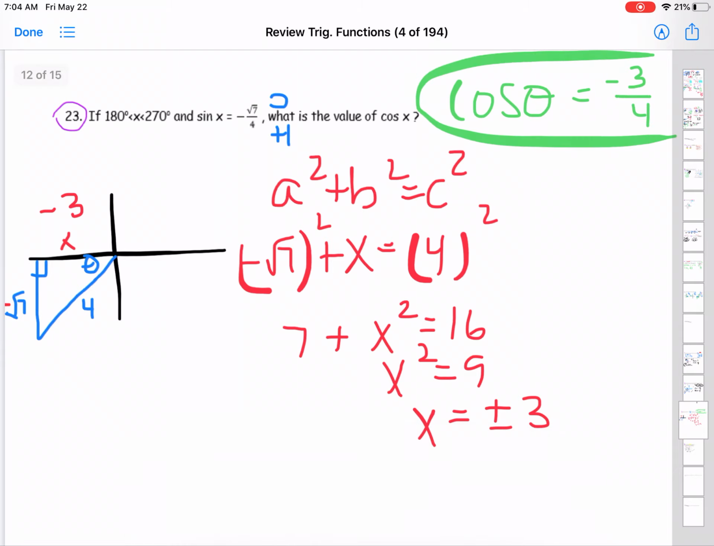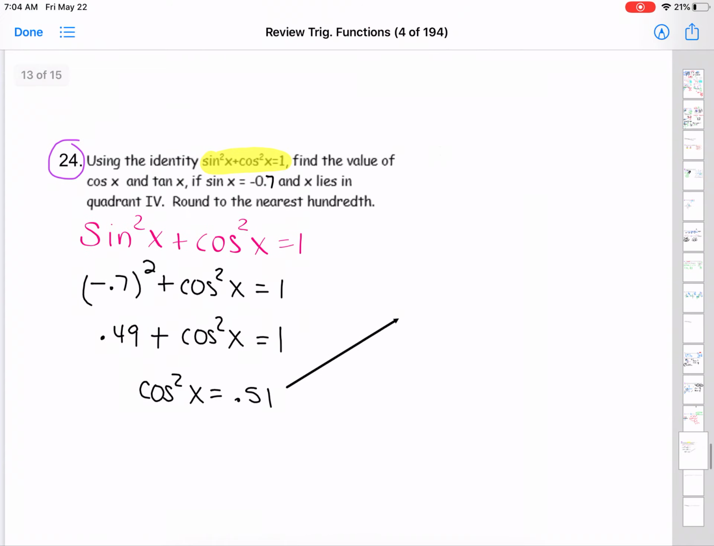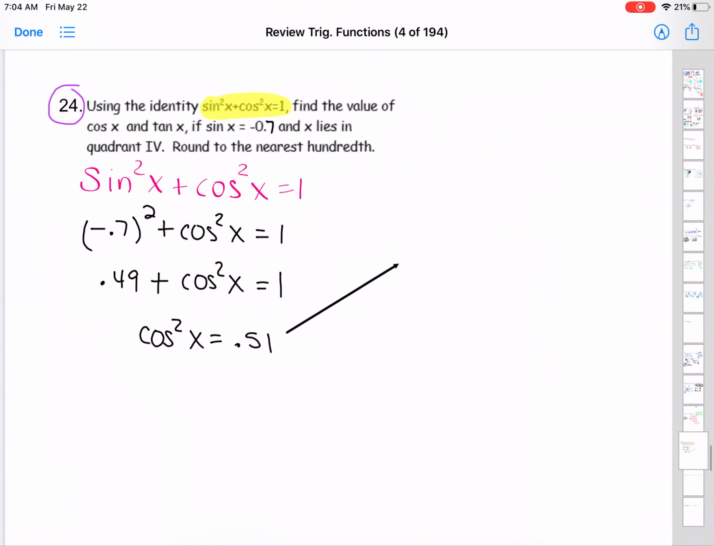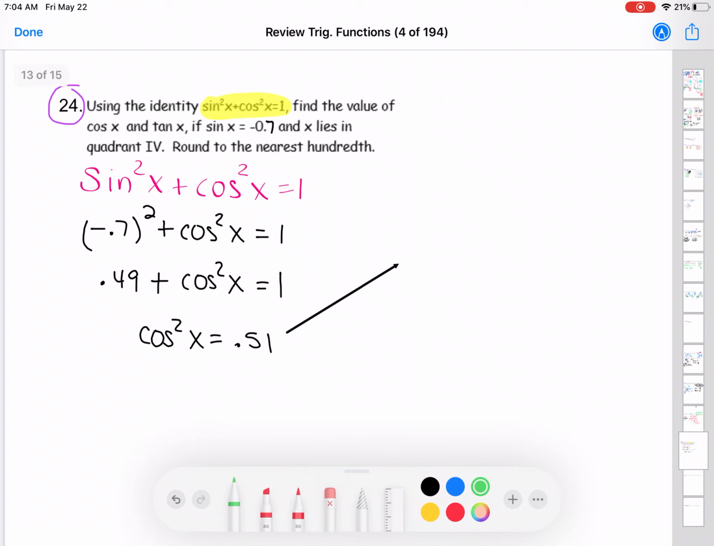Okay, good stuff. I hope you guys remember this. You know, pause it and you can go back again if you need to. All right, almost done. 24, I did some of it. Using the identity, find the value of cos and tan if sine is -0.7 and x lies in quadrant 4. Okay, so I started it. I'm just going to remind us that we're in quadrant 4.